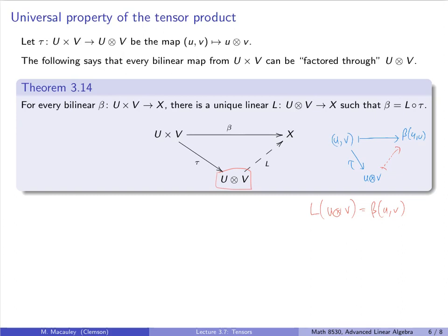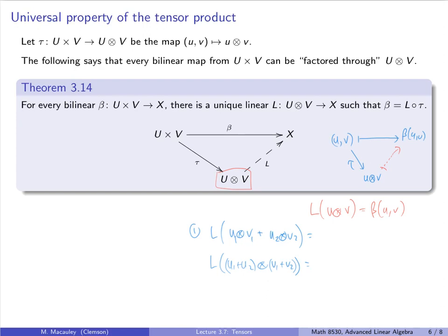Now to show this is linear, we have to show that we can pull apart sums and pull out constants. So in other words, we first have to show that L of U1 tensor V1 plus U2 tensor V2 equals, now let's think about what to do next. Now we can write this as L of U1 plus U2 tensor V1 plus V2. And now we can pull this back.